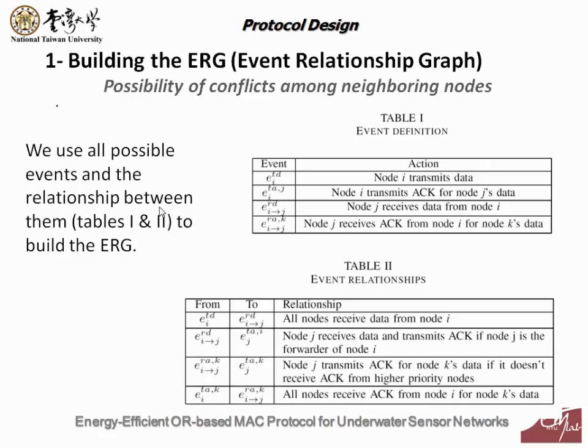First, we are going to describe some steps, and the first step is to build the ERG, the Event Relationship Graph. It's a graph to describe the possibility of conflicts among neighboring nodes. Okay, we are using all possible events and the relationships between them. You can see in these tables that we don't have much time to build this graph.